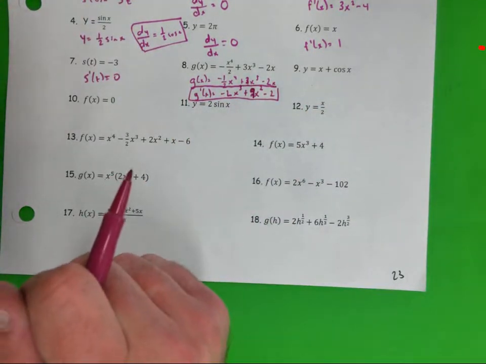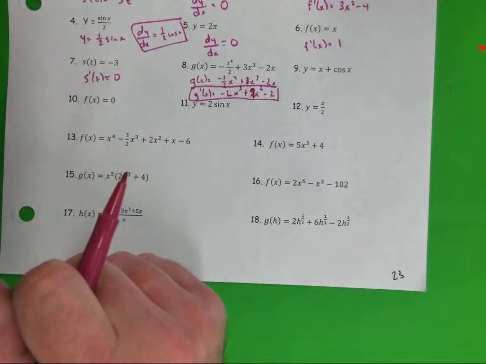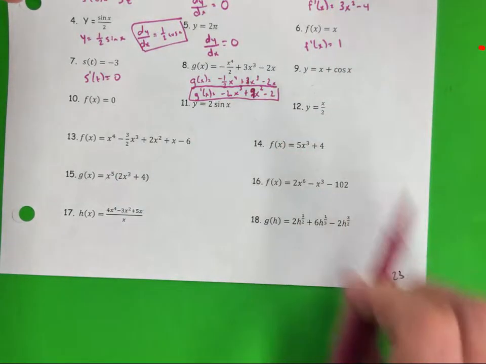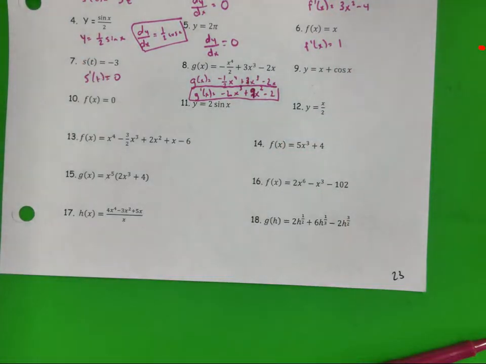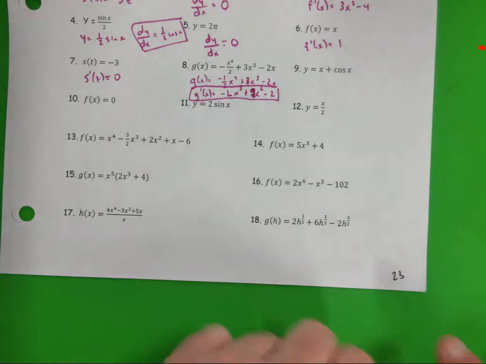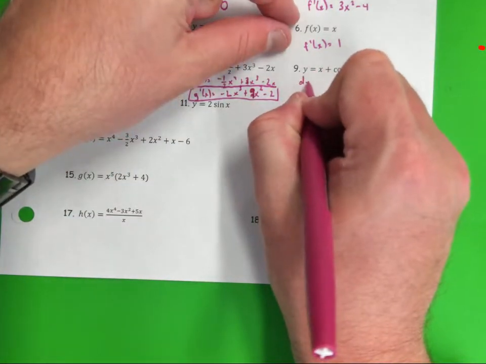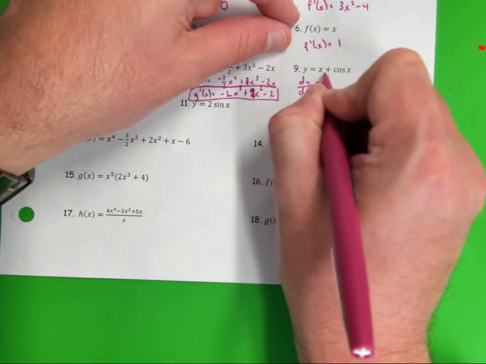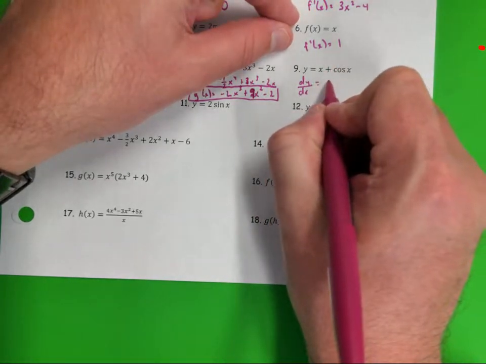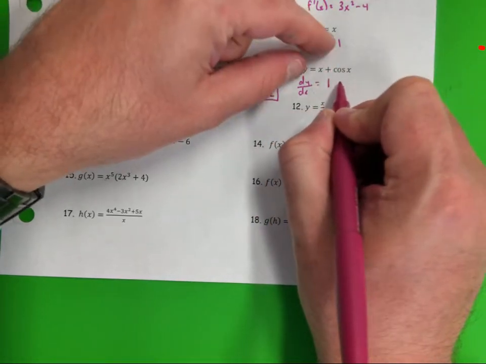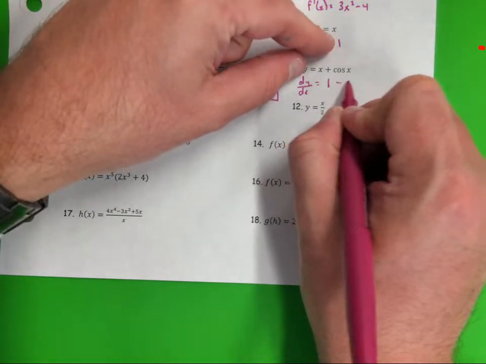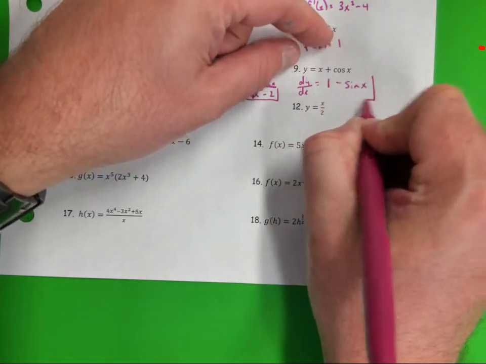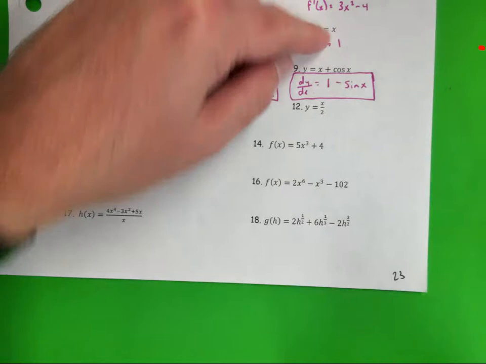Okay, number 9. When you're adding, you're going to find the derivative of one and then the derivative of the other one. So number 9, y is going to be dy over dx. What's your derivative of x, guys? 1. What's your derivative of cosine? Negative. So that is your derivative.